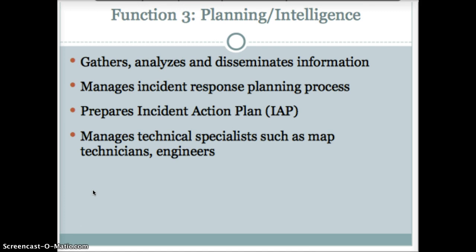Planning and intelligence. Their function is to gather and analyze and disseminate information. They manage the incident response, the planning process. They manage the incident action plan, which is a really important part of the whole response. That is, as I referred to, maybe some work that needs to be done during the incident, and then also plans toward what's going to be more of a long-term fix after the incident. And then they also manage the technical specialists such as map technicians and engineers. As I said before, the planners, people who might have access to the sewer water models and to the GIS to help with that sort of planning.